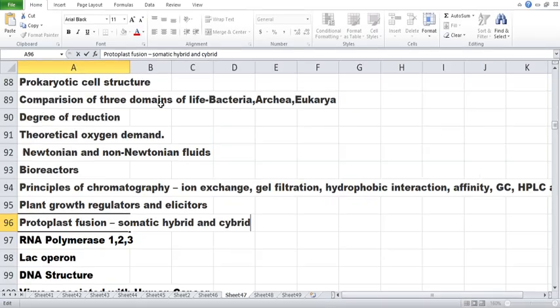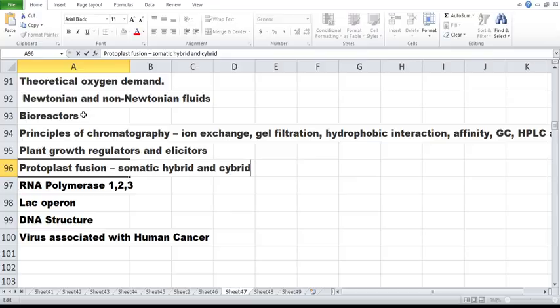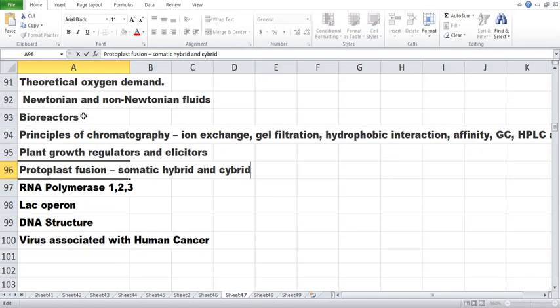And regarding industrial biotechnology or bioprocess engineering, even if you are not able to cover the entire topic, since you are an MSc biotechnology student, you would be able to understand the trouble we will be facing. Know about the degree of reduction, the formula used for calculating degree of reduction, theoretical oxygen demand, what is meant by Newtonian fluid, what is meant by non-Newtonian fluid, know about the bioreactors, and at the same time you should know the principle of chromatography. And after that, you should know about plant growth regulator and elicitor and protoplast and what is meant by protoplast fusion, what is meant by somatic hybrid and hybrid.